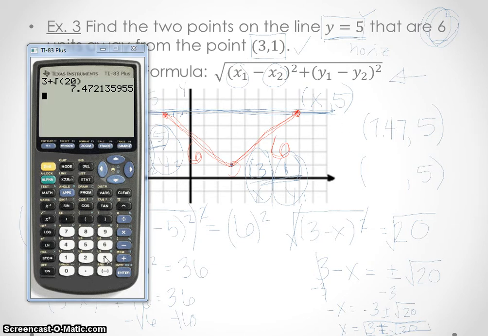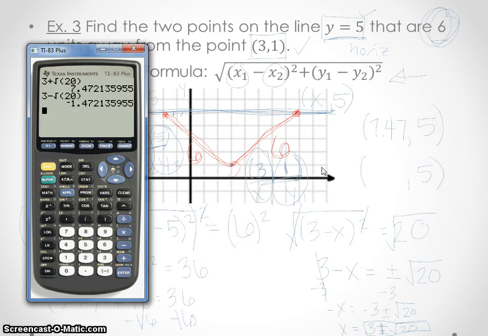So then our other one is going to be 3 minus the square root of 20. Sorry, 20. Let's see what that gets us. Oh, that's going to be negative 1.47, which is kind of what we should have expected because we had 1 and then point, well, I was a little too far here, but negative 1.5-ish is where we wanted to be for this other point here.